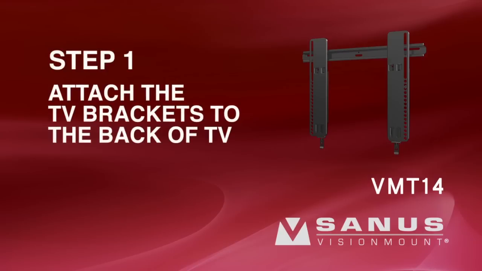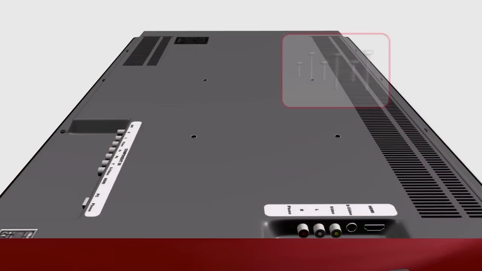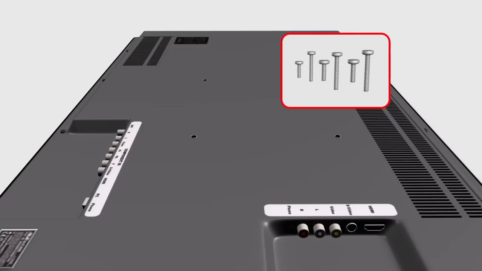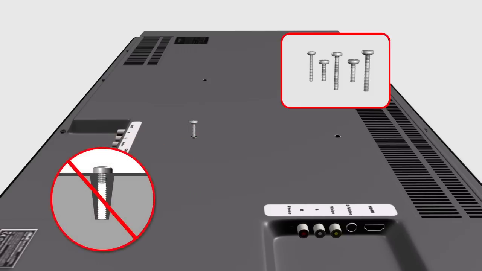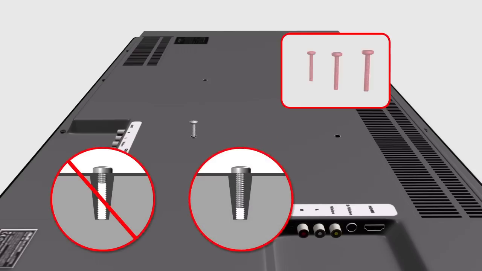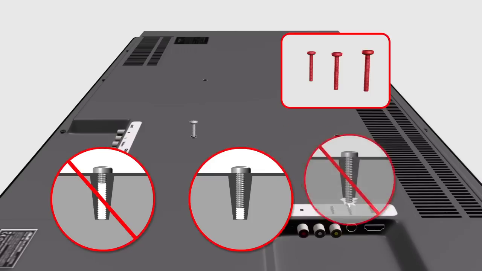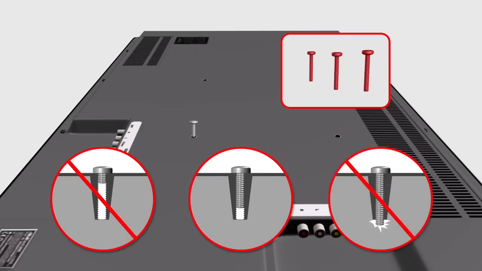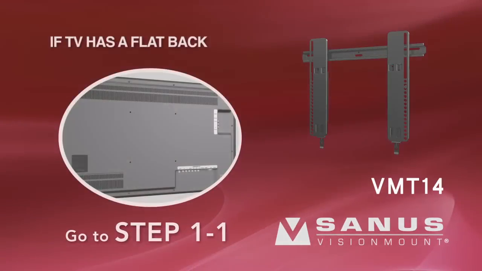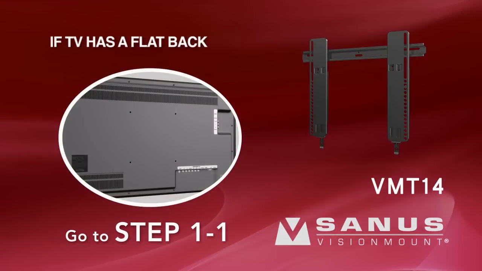Step 1. Attach the TV brackets to the back of your TV. First, determine the screw diameter your television requires. Hand thread a screw into the insert on the back of the TV. If you encounter any resistance, stop and select another screw diameter until you have the correct size. The long screws should only be used with spacers, or they could crack the TV case or damage your TV's internal components. For TVs with a flat back, proceed to step 1-1.